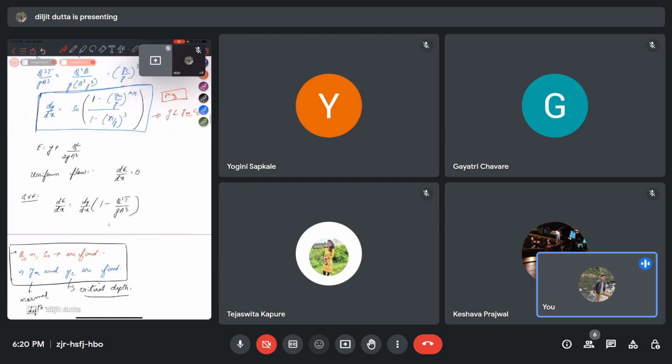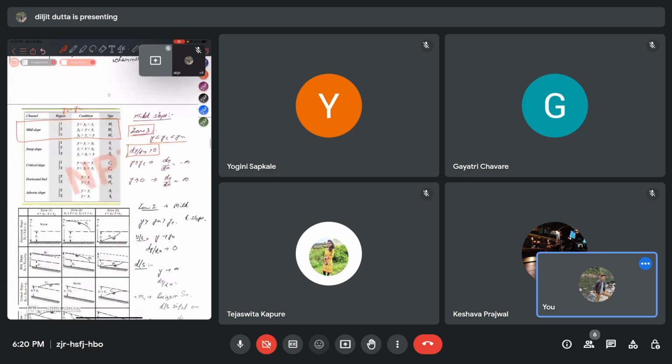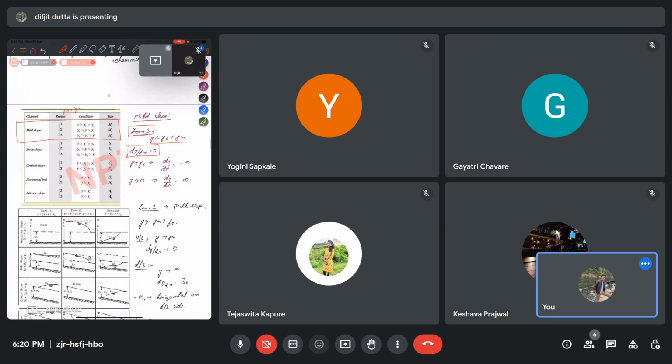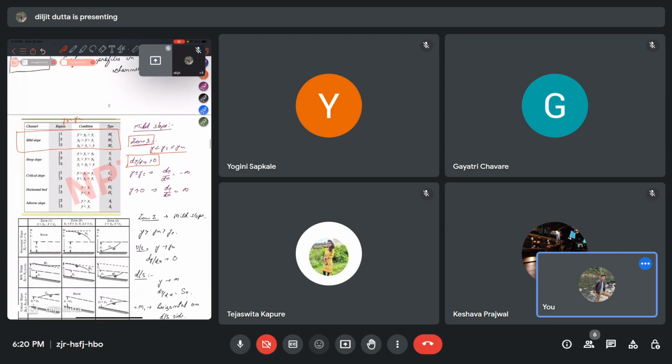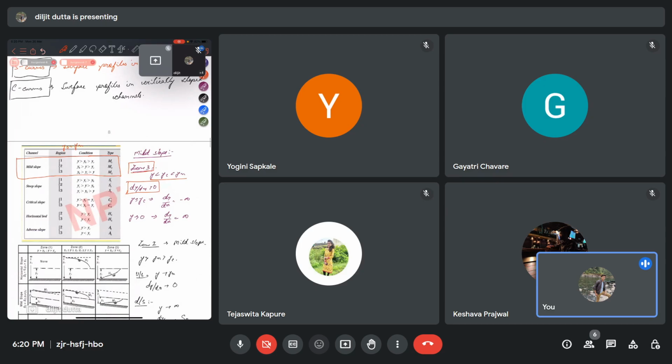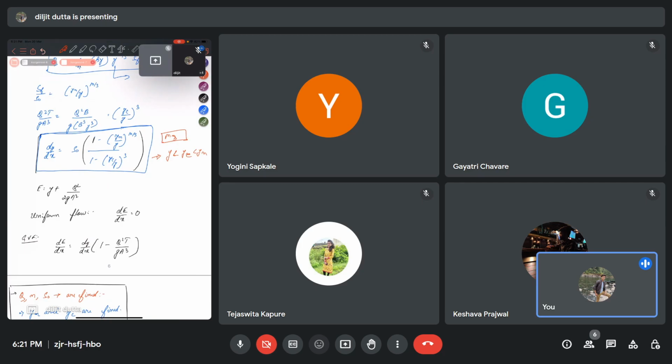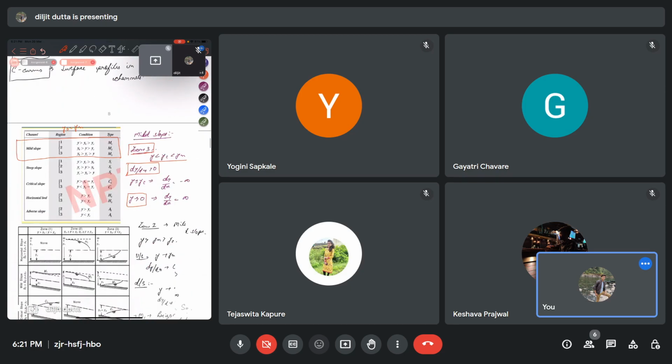And as y tends to 0, that is y is just near the bottom slope, in that case what will happen to dy by dx? If we take y equal to 0, 1 minus 0, 1 by 0 will be infinity, so this will be minus infinity by minus infinity, so it will be infinity. So dy by dx will be infinity.